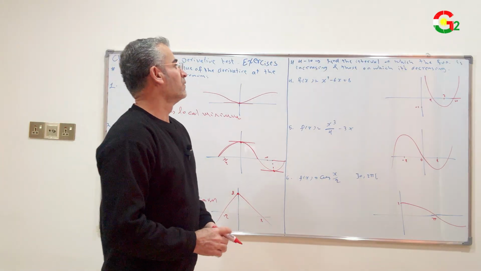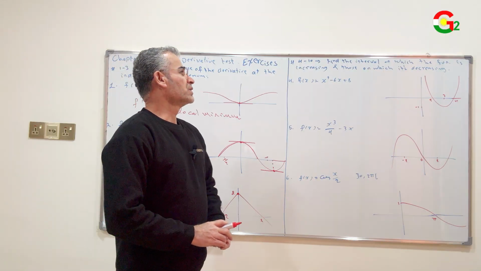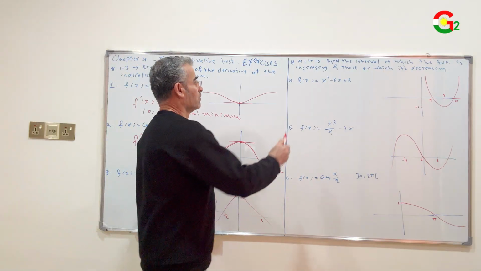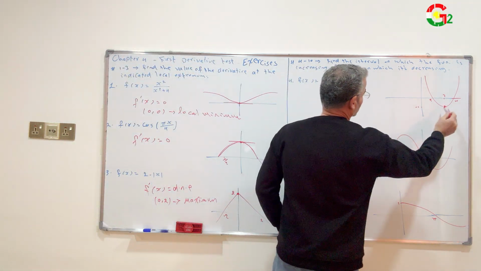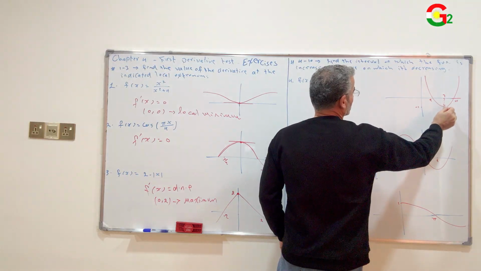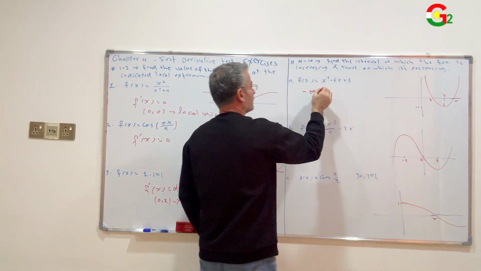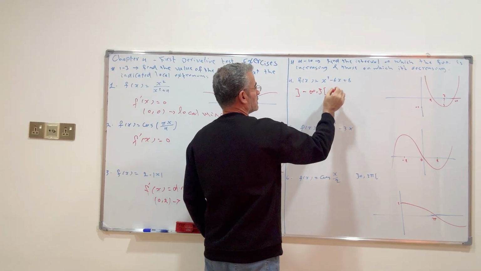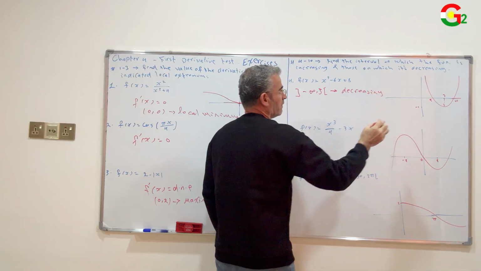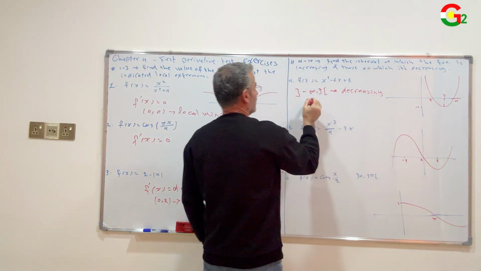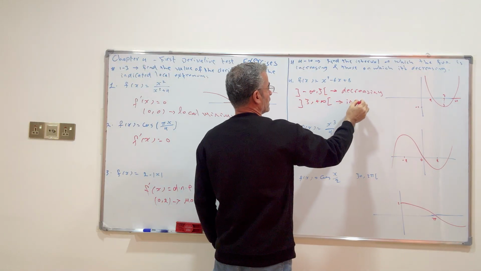Question number 4 to 10, find the intervals on which the function is increasing and those on which it is decreasing. Question number 4, f of x equals x power 2 minus 6x plus 8. This is the graph of this function. As you see, the function is decreasing from negative infinity to 3, open interval. This is the interval of decreasing, and the function is increasing from 3 to positive infinity. 3 to positive infinity is the interval of increasing.